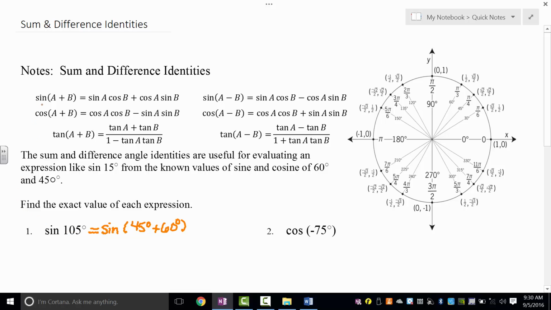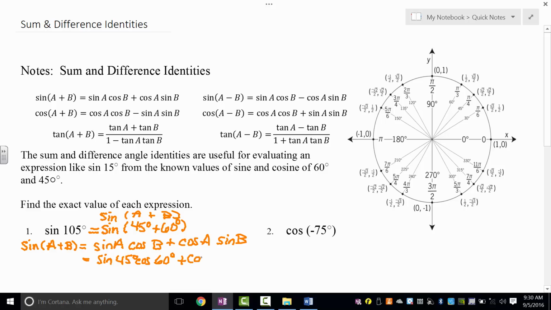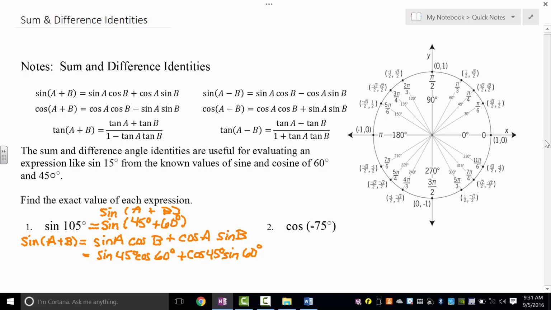And I go up to my special formula, the sine of a plus b, since I'm adding two values here. My a will be 45 degrees, my b will be 60 degrees, and I take the formula. I'm going to duplicate the formula. Sine a plus b equals sine a cosine b plus cosine a sine b. Again, my a is 45 degrees and my b is 60 degrees. So I have the sine 45 degrees cosine 60 degrees plus cosine 45 degrees sine 60 degrees. I plug in those values.